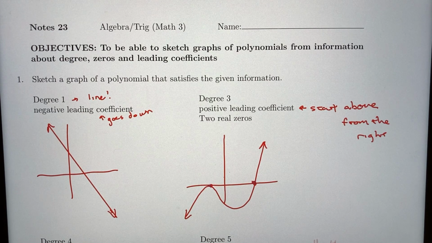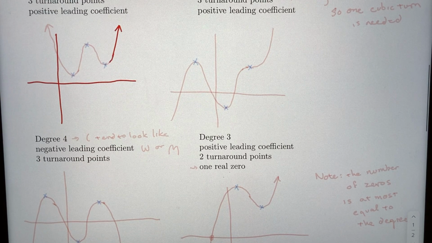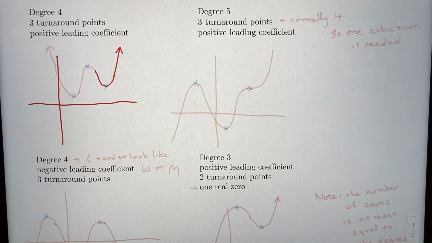Degree 4, 3 turnaround points, positive leading coefficient. Okay, positive starting up from up and heading down. Let's see, 1, 2, 3 turnaround points. Notice it never actually has to hit the x-axis at all, although I could have drawn it down further and it would have. Okay, so where are my turnaround points? They are here, here, and here. Maybe I'll put my 2 turnaround points, 2 zeros here.